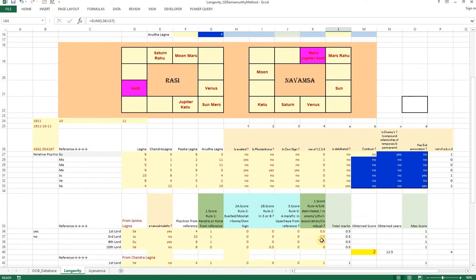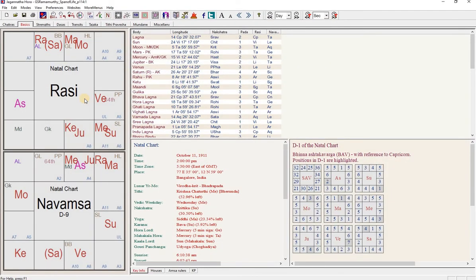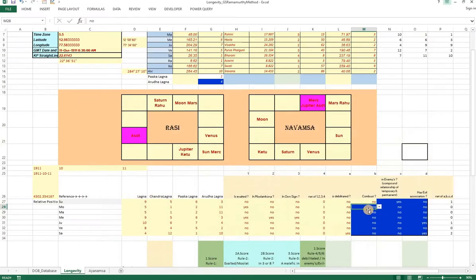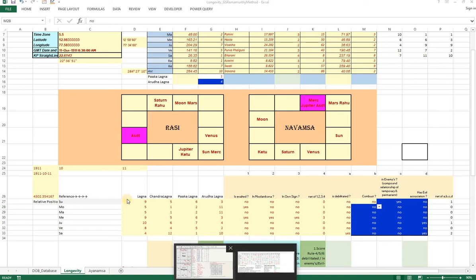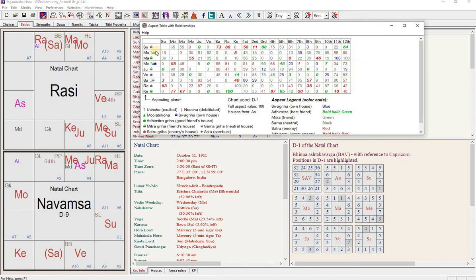I have put an Excel file, but it is not going to compute whether the planet is combust or not. Surya is never combust, so it's always a no there. But for other planets, you have to preferably do it in Jagannatha or some software and write here whether it is combust or not. Similarly, what I do is I go to Jagannatha or I erect the chart and I have the aspect table. So the aspect table of relationships is quite useful. So sun is in enemy sign, moon is never in enemy sign.